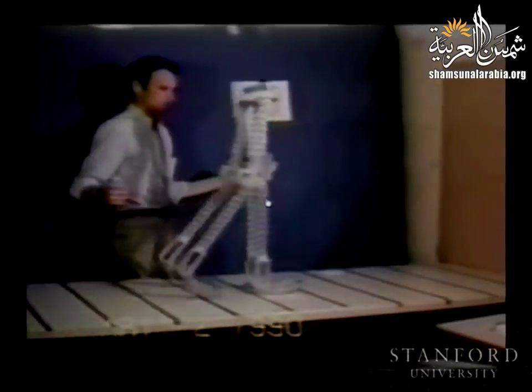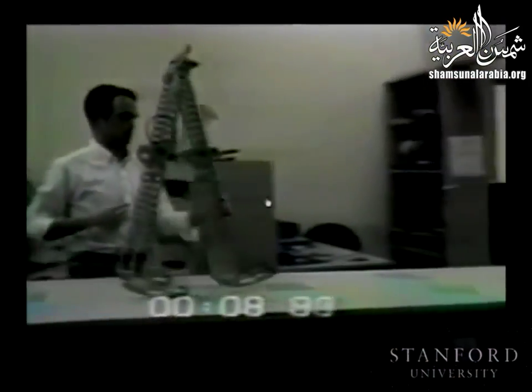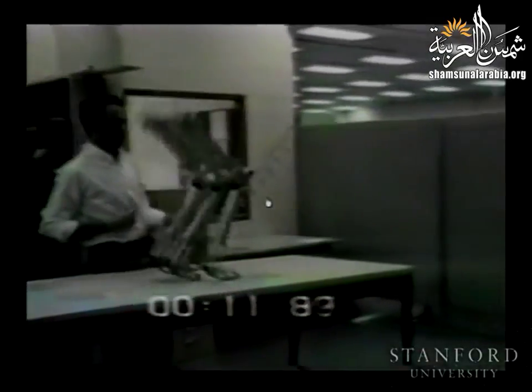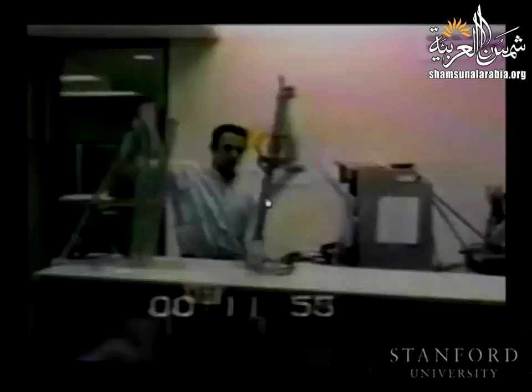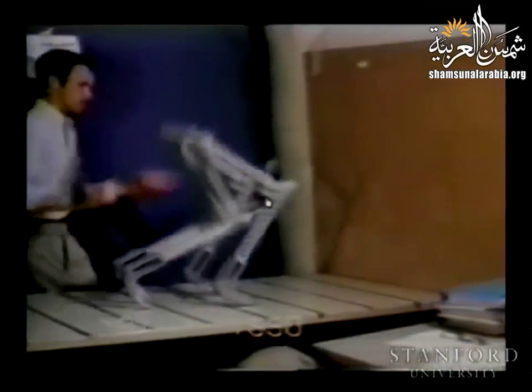So this is passive walk, no motors. Well, maybe we need some motors, right?